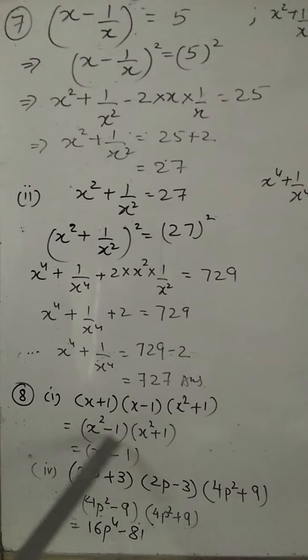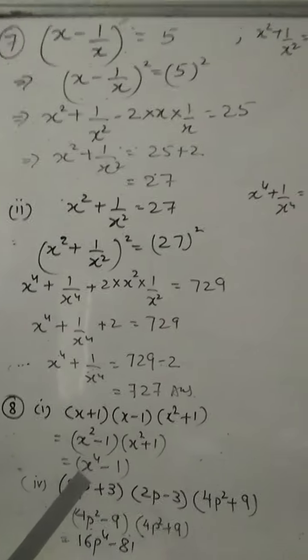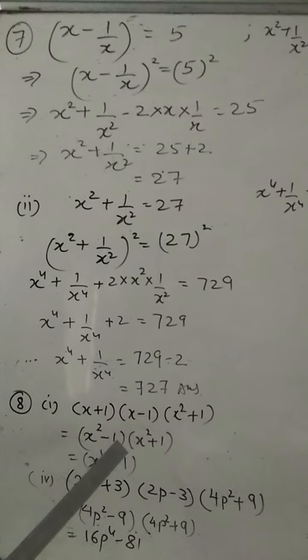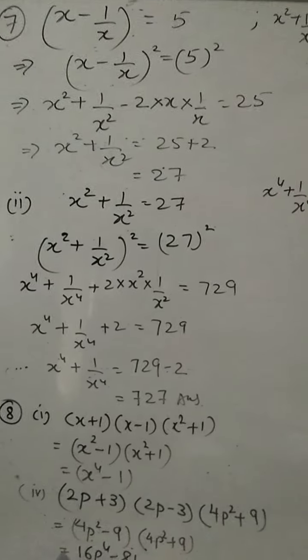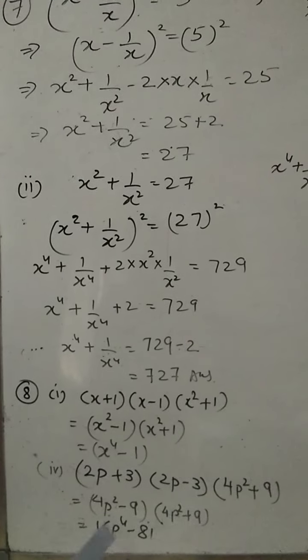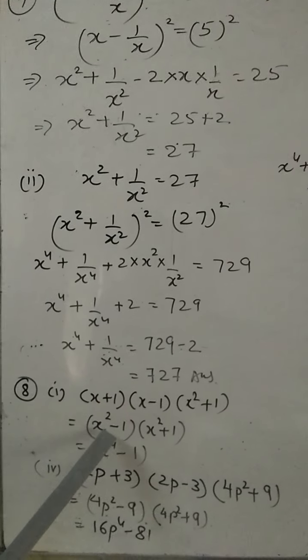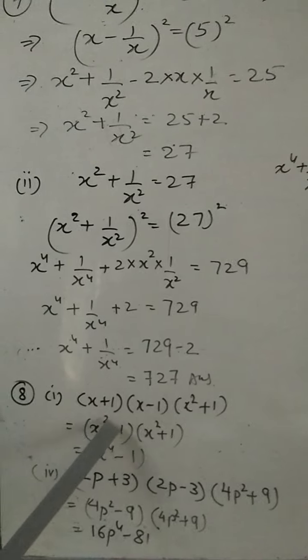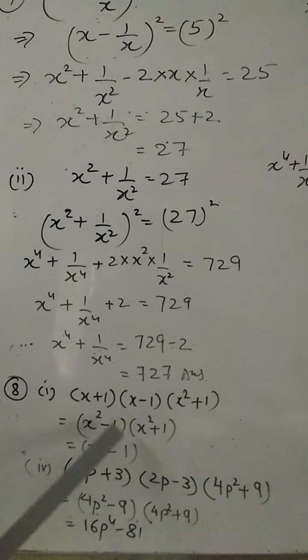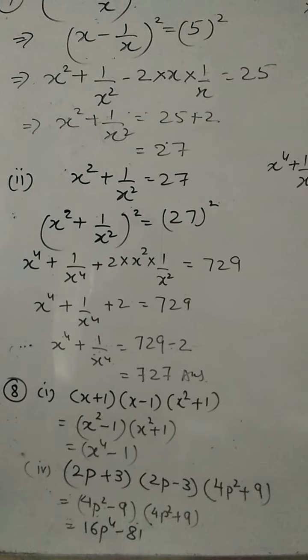Again this takes the form of that identity, that is a minus b into a plus b, or a plus b into a minus b, that is the same thing. So don't get confused. Again we will apply the identity, it will become x to the power 4, the square of x square is x to the power 4, minus the square of 1 is 1. So this is your answer.